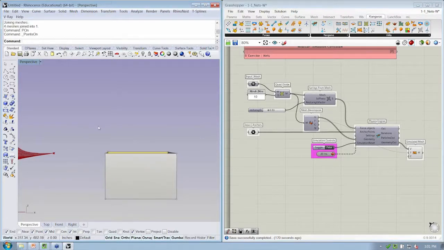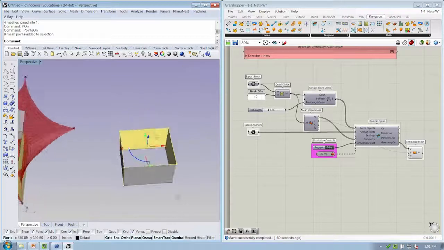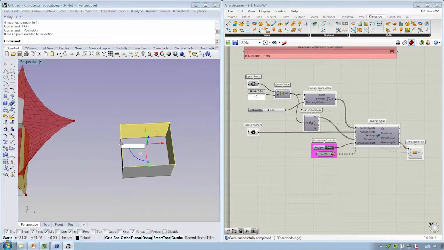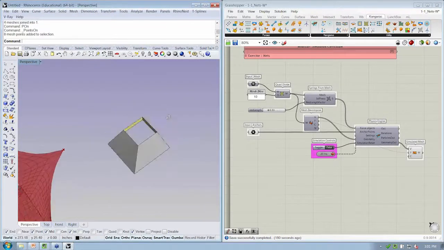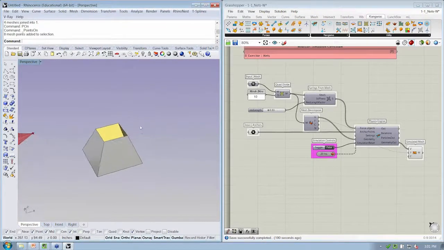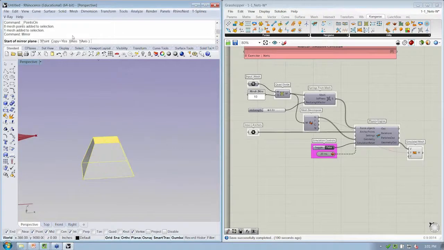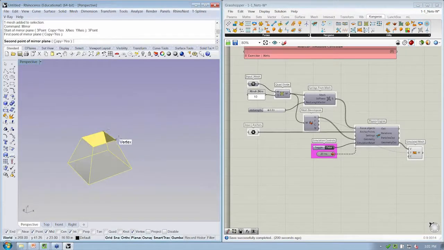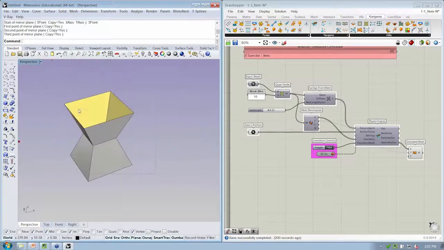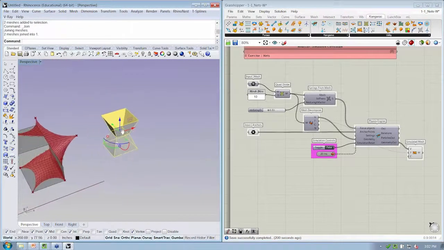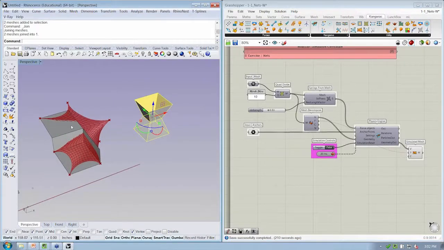I'm going to scale the top four vertices about half in both X and Y. So I have this kind of truncated pyramid. And I'll mirror this through a plane. So vertex, vertex, and vertex. Right? If I join this again, this is not too different by its starting state from this.